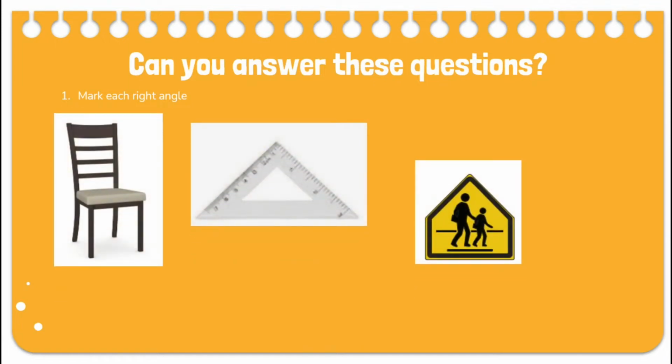There are 3 objects. Can you guess the right angles for each picture? Now, we try to answer. The right angles for the first picture, there are 2. The second, there are 2 also. How about the third? There are 2 right angles. Are you correct, students?